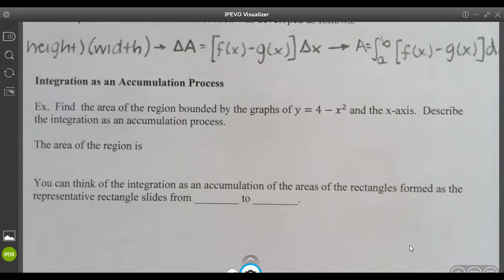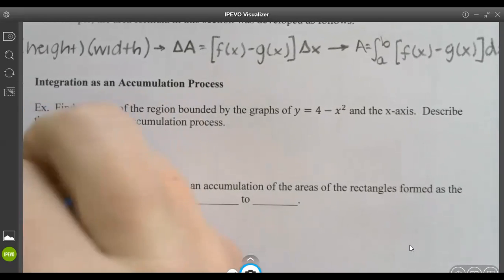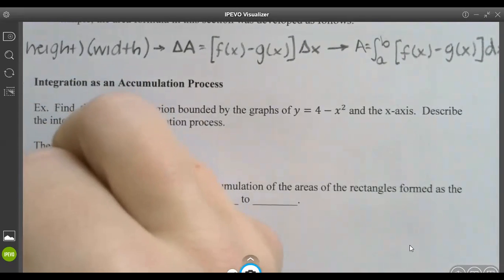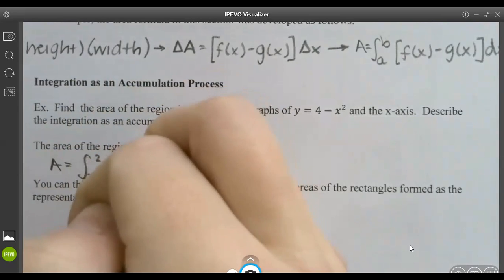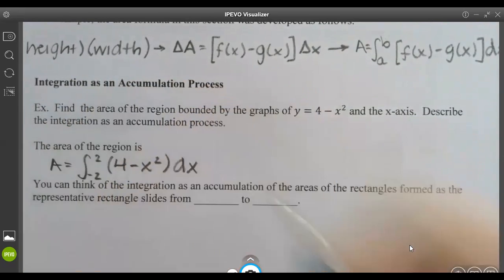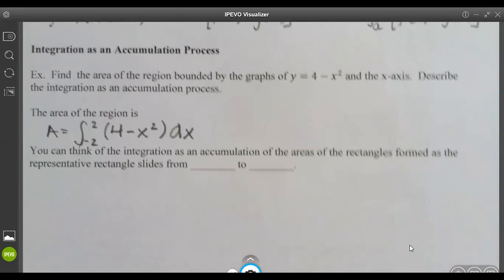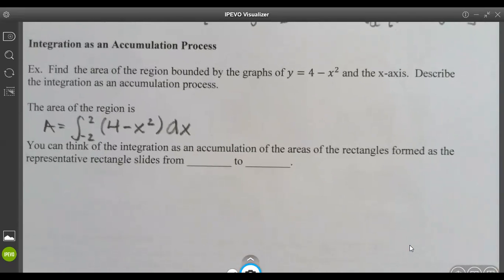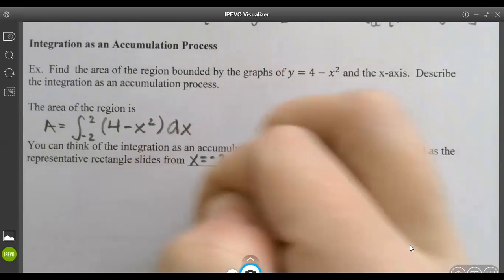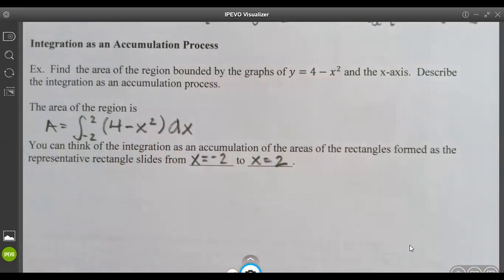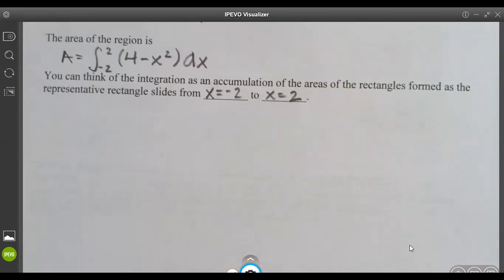So the area of the region that we're looking for is going to be the integration from -2 to 2 of 4 minus x squared dx. You can think of the integration as an accumulation of the areas of the rectangles formed as the representative rectangle slides from x equals -2 to x equals 2. So this next part is where I'm going to give you areas. We're not going to do the work to find those areas because you already know how to find the integration.